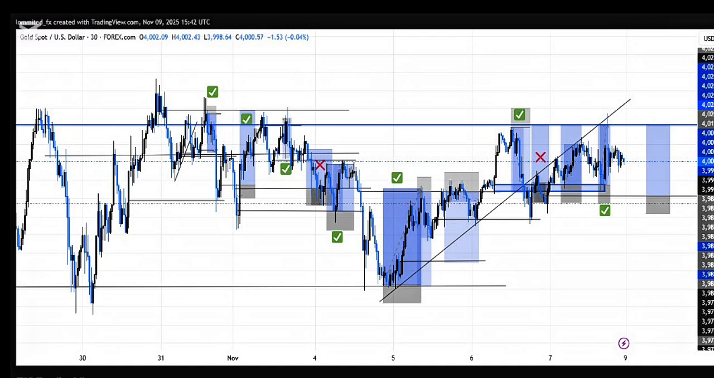Red X's. This typically indicates a failed setup or a losing trade. For example, the price might have broken a zone that was expected to hold, resulting in a stop-loss hit.